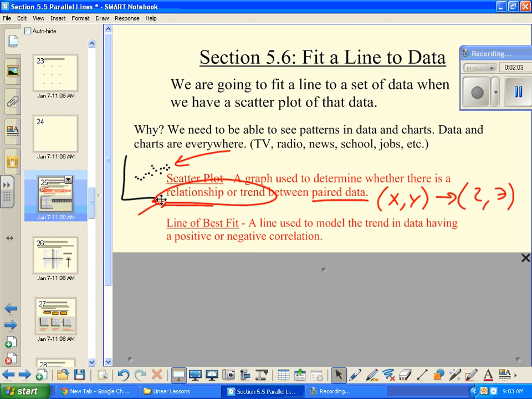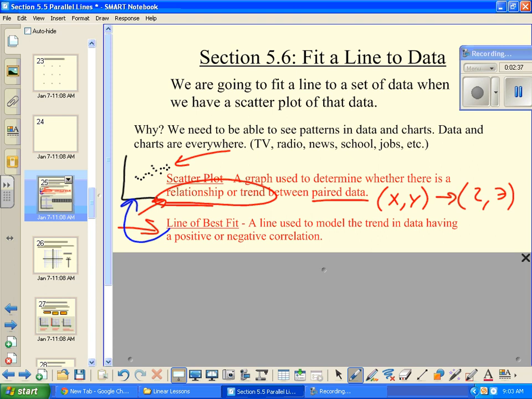When we're doing this, we use something called a line of best fit to really highlight whatever the pattern is in that scatter plot. Line of best fit: a line used to model the trend in data having a positive or negative correlation. It's really trying to show us what the pattern is, what's happening in this scatter plot. So I'm going to draw it in blue here on my little example. Here's what a line of best fit might look like on a scatter plot. It's trying to follow the pattern of the data and show where the data is going.